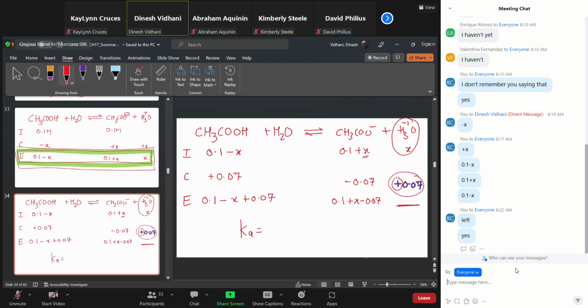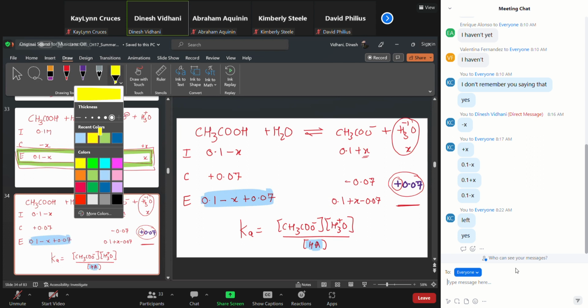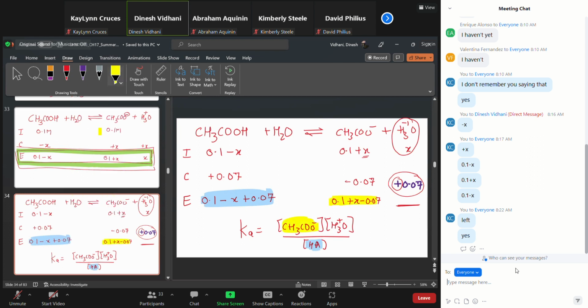Ka, that's going to be equal to acetate ion concentration multiplied by hydronium ion concentration divided by undissociated acid. If I plug in the value for this one over here in my Ka equation, everything looks okay. But now if I put it as 0, the whole Ka term will be equal to 0, because anything multiplied by 0 will be 0. So whatever you have here is going to be very, very important. What is that?